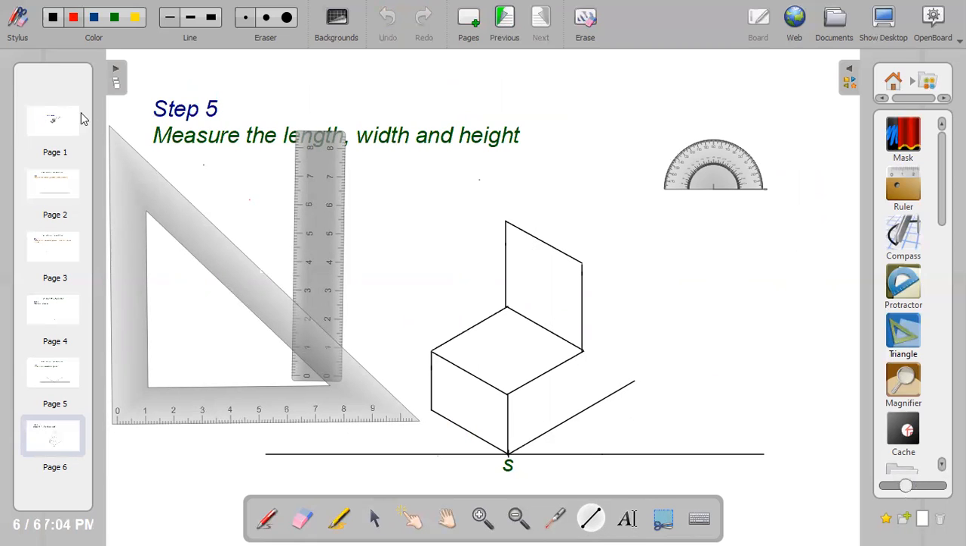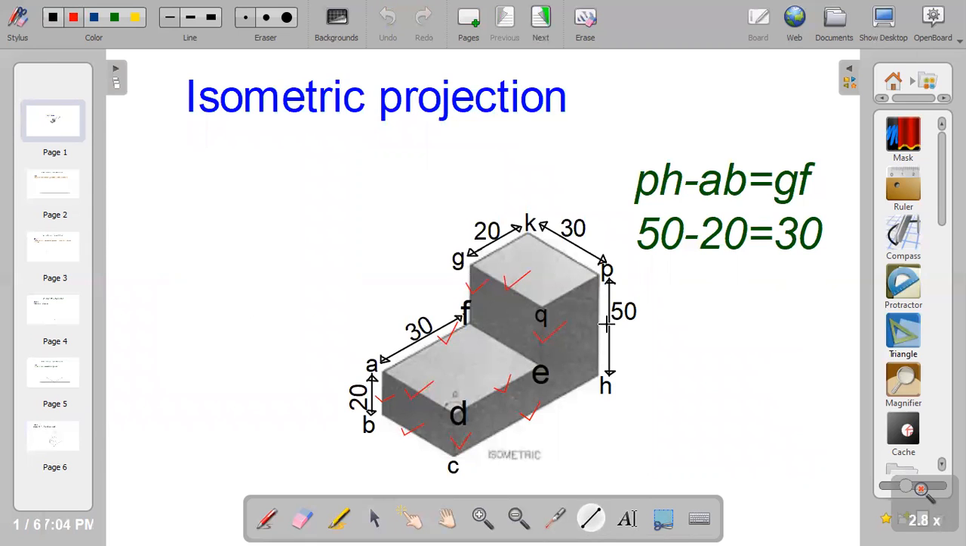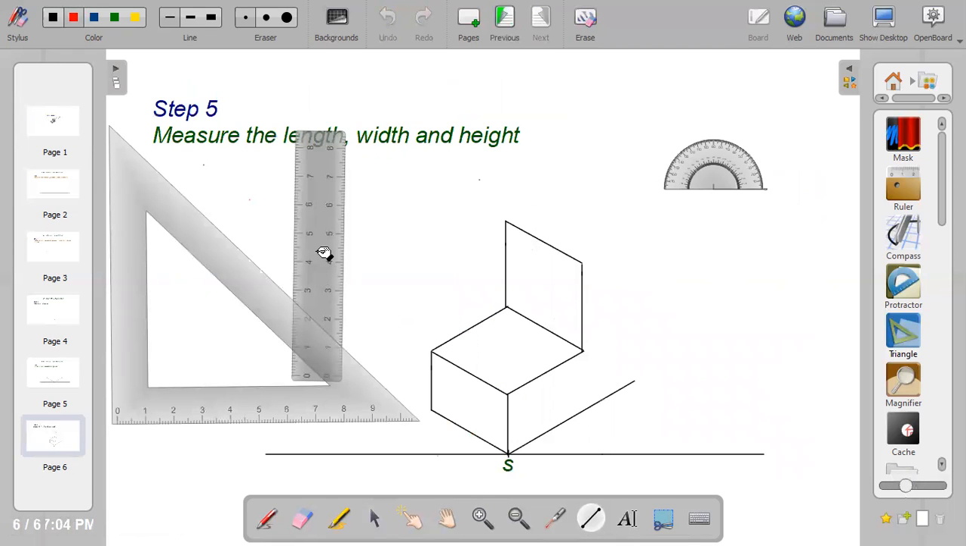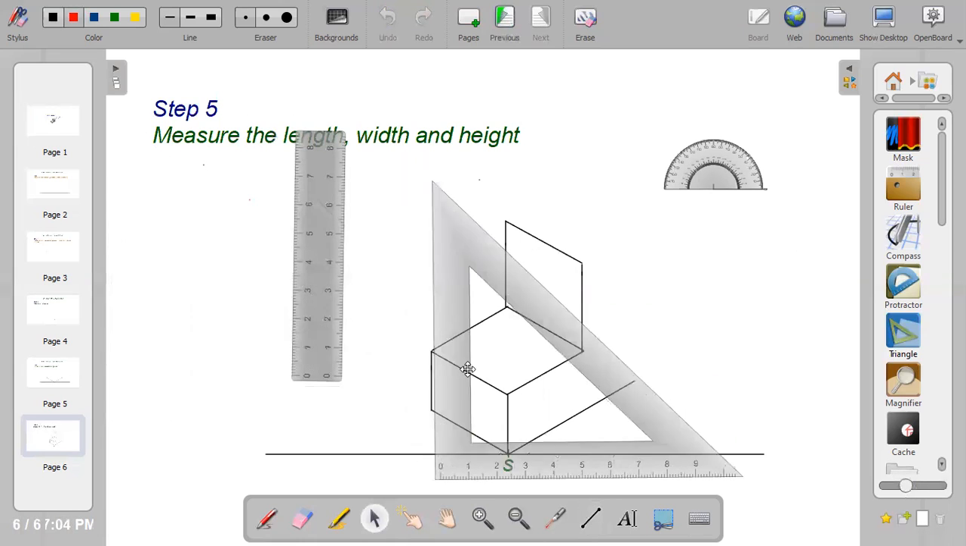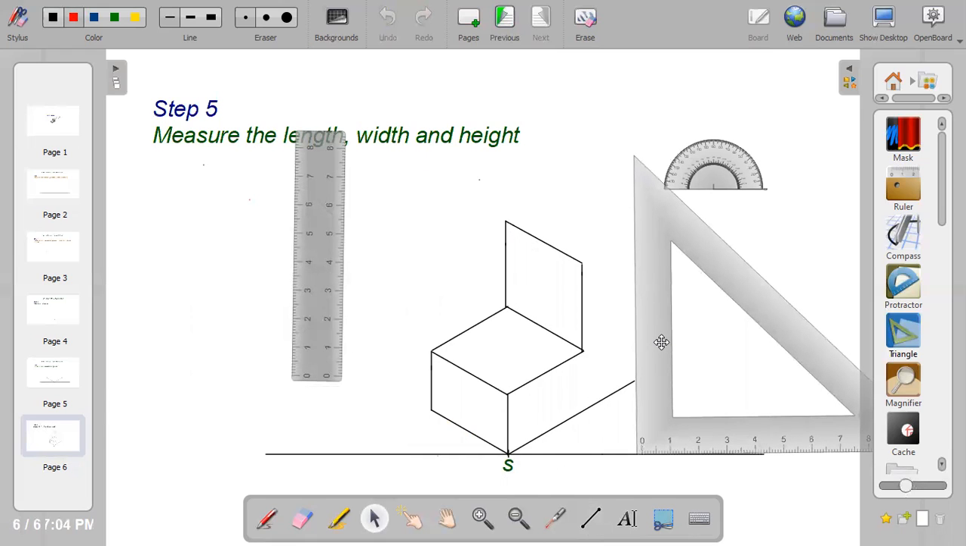But I'm yet to draw a particular line, which is the height. The total height is PH, 50 mm. To draw 50 mm, just come with your set square again. Bring out your set square. Place it at the tail end of this line. Project a straight line upward. Take it upward.